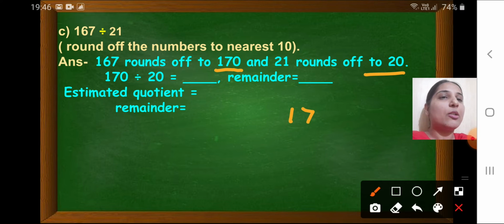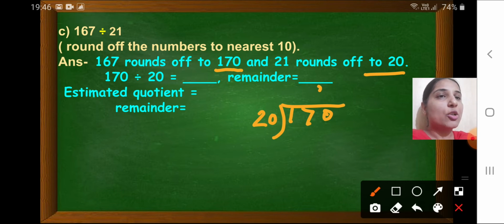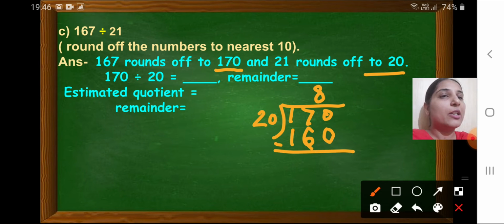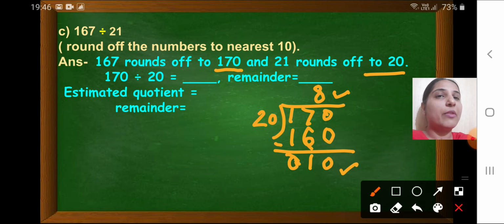Now we will divide 170 by 20. Let's divide it here. So 20 8s are 160, because 20 9s would be 180, which will be more than 170. So when we subtract, what do we get? 7 minus 6, 1, and 1 minus 1, 0. So in this case, what is the estimated quotient obtained here? 8. And the remainder here is 10. So we will write: estimated quotient is equal to 8 and remainder here is 10.